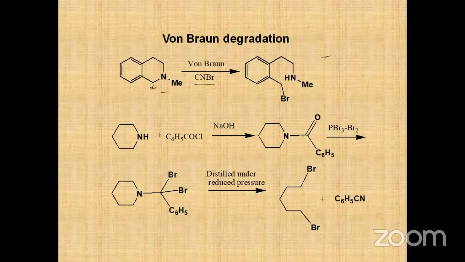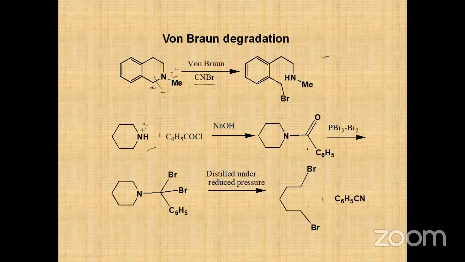At the alpha position, or benzylic position, bromination takes place. This bond will be broken, which leads to the formation of the N-methyl amino product. And the second one is a simple Von Braun method for secondary cyclic amines. This is a secondary cyclic amine, but here the nitrogen exists in the form of secondary amino. It is treated with benzyl chloride in the presence of sodium hydroxide, and N-benzylation takes place. The N-benzyl derivative is generated.